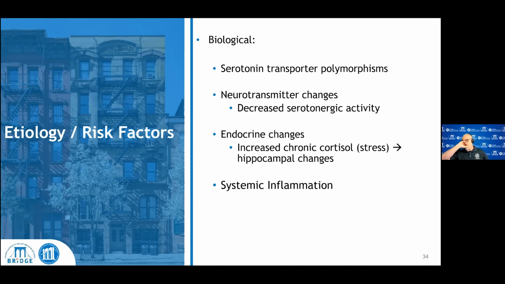So serotonin transporter polymorphisms, some of these are the same as in younger adults. Certainly the serotonin transporter polymorphism contributes to risk in both populations. Neurotransmitter changes, right? There's decreased serotonergic activity, decreased serotonin production, receptor densities, and endocrine changes, right? Chronic cortisol elevation or stress leads to hippocampal changes, which drives depression, or systemic inflammation.